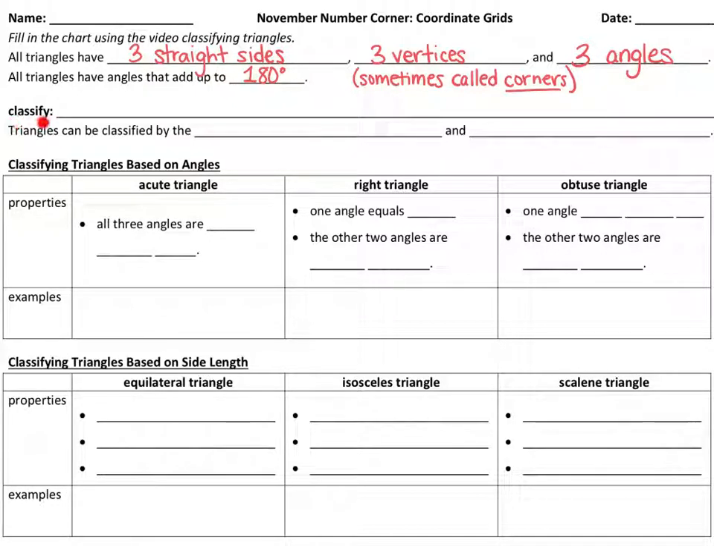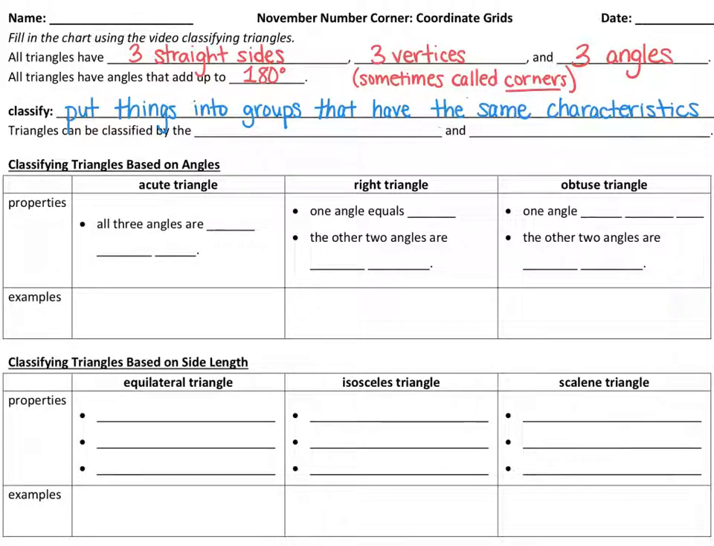Now we are going to define the word classify, because that's what we're doing today. To classify means to put things into groups, so we're putting things into groups that have the same characteristics. So write that down. Below we're going to put them into groups, acute, right, obtuse, based on what the triangle looks like. We want to put things that look the same together.